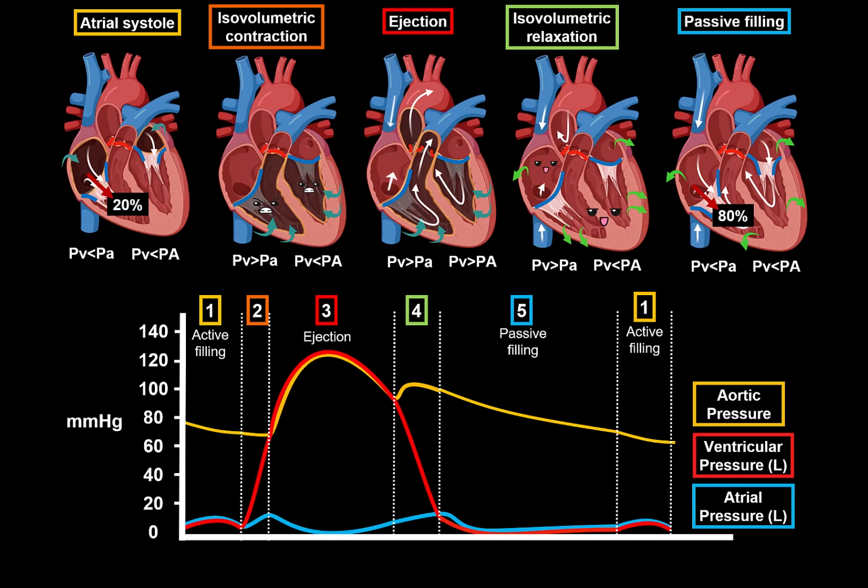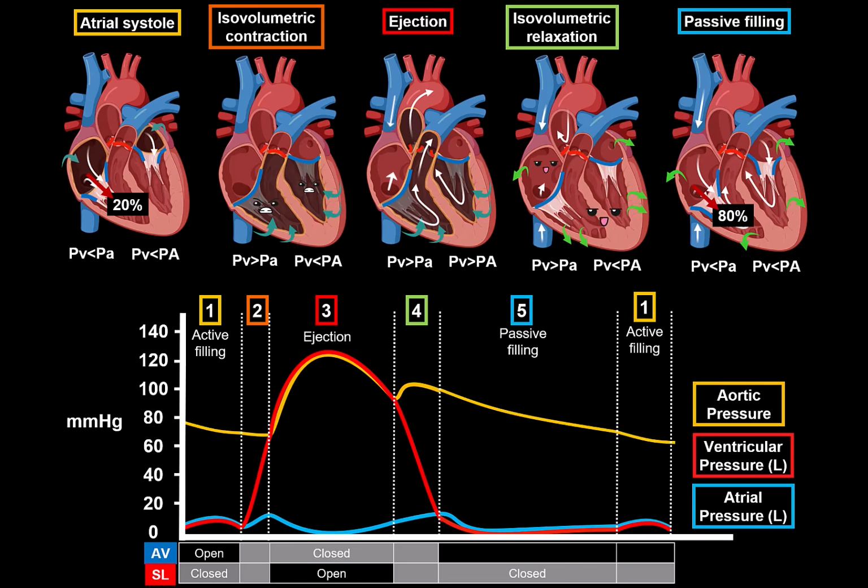So that's really it. That's what happens within one cardiac cycle from the beginning to end, showing the left ventricle, left atria, and the aorta in this graph. That's what we're interested in in general. And here at the bottom, you will see when the semilunar valves are open and closed, and when the AV valves are open and closed.